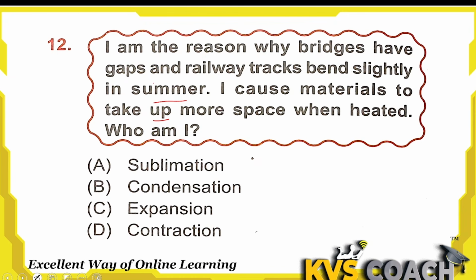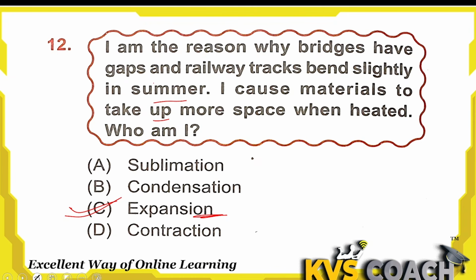Okay, that's why when bridges are constructed, they have a little bit of gap between them. The railway tracks have gaps between them because when the trains are running on them, they generate the effect of heat. Okay, that's why the metal can expand, and that's why they have gaps between them to accommodate that expansion. Okay, that's why this is the process of expansion. This is the cause for material to take up more space when they are heated, so expansion is the process.